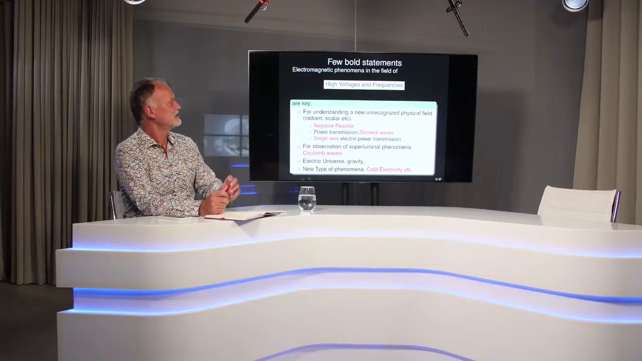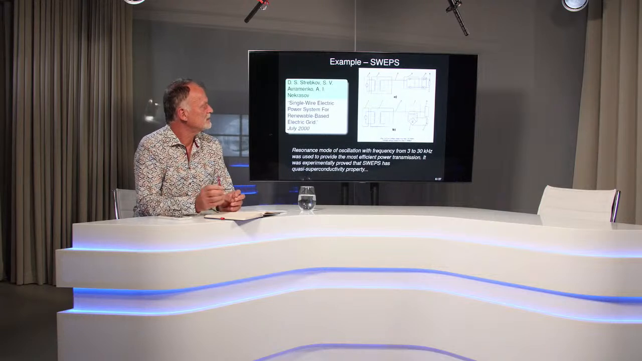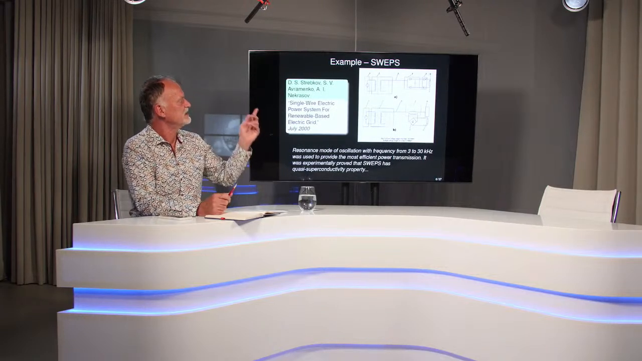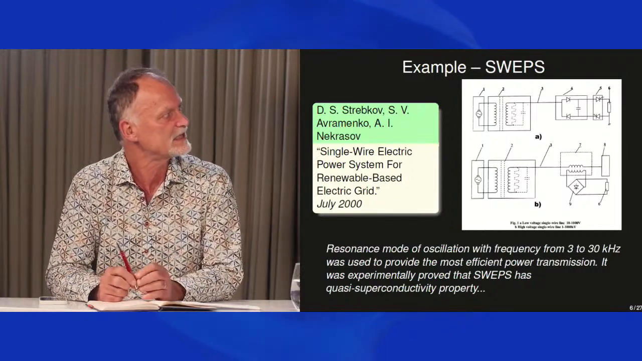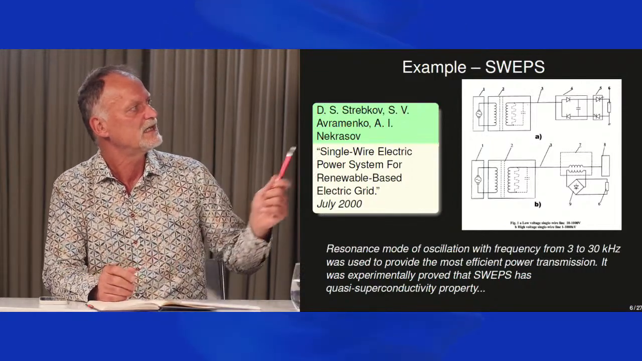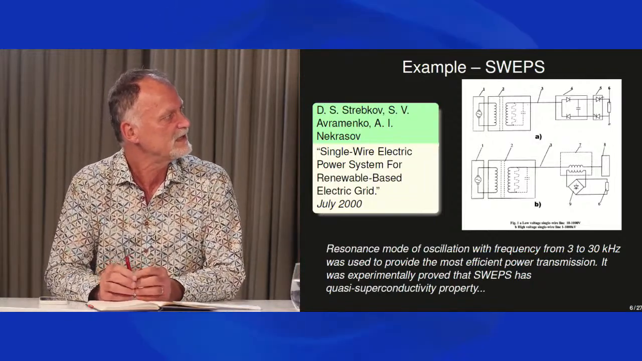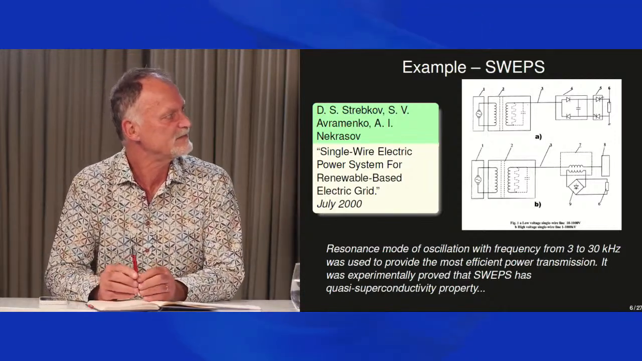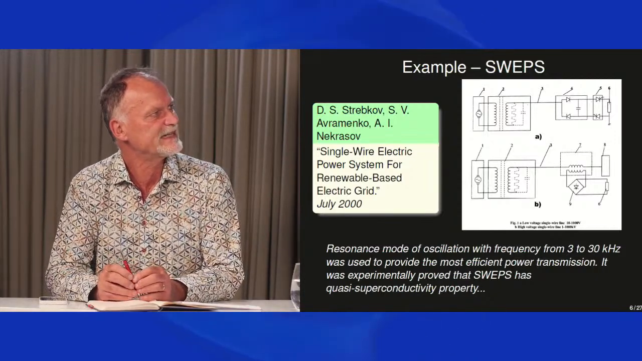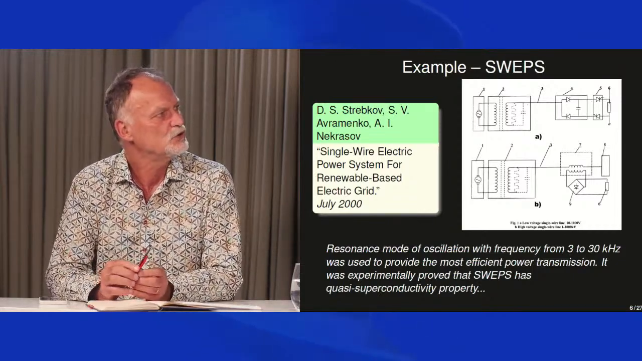So if we go to next slide, Kuhn van Vlaanderen already mentioned here this example of the Russian team, Strebkov, who have published, or somehow you can find the paper with the title of Single Wire Electric Power System for Renewable-Based Electric Grid, right? So the paper is from 2000. I think there are also some newer versions.